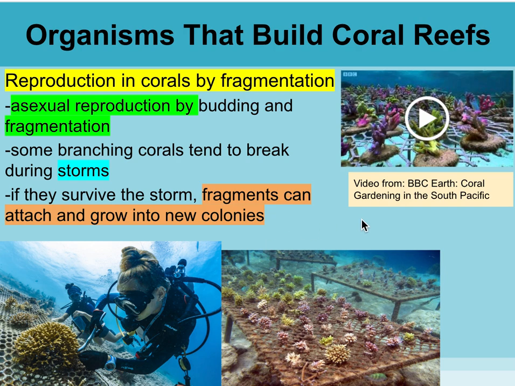So, how do you reproduce coral? Some coral is being reproduced by fragmentation, which we talked about earlier. This is an asexual form of reproduction. And here's a really cool video from BBC Earth, Coral Gardening in the South Pacific. So, in the South Pacific, in the island communities, they are regrowing coral. You can see that they have put the fragments on these little rocks. And then here they're growing them on tables. These tables that these scientists are looking at are regrowing the coral.